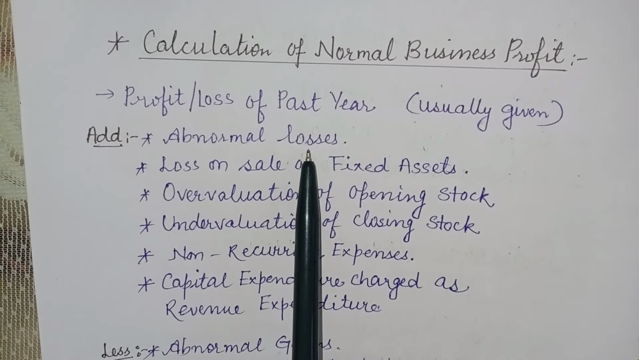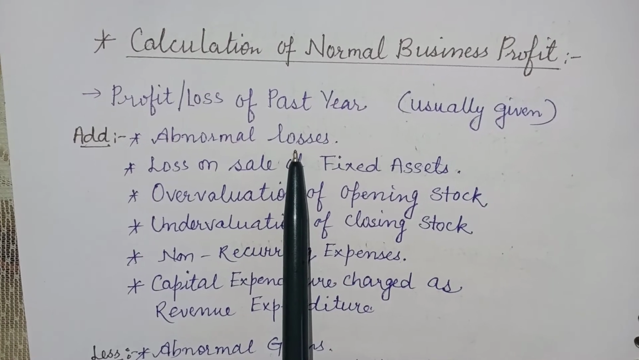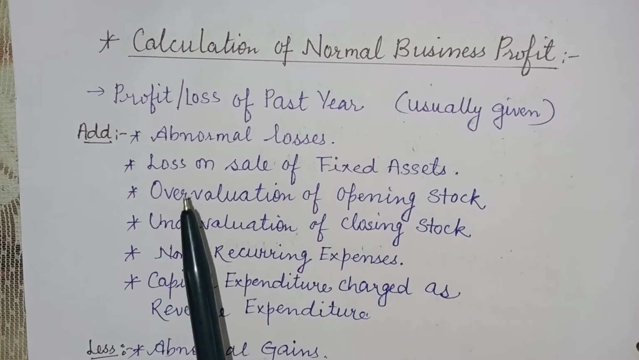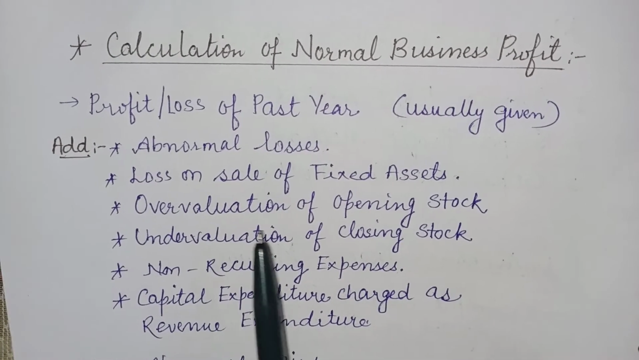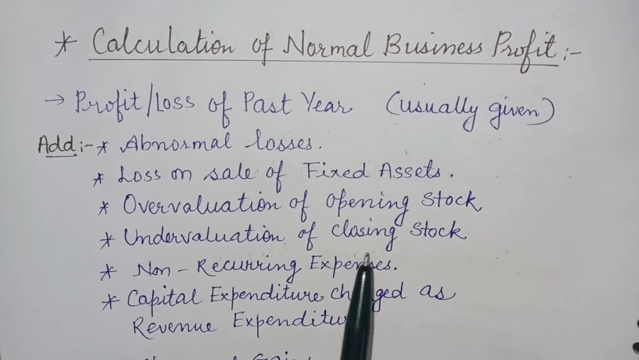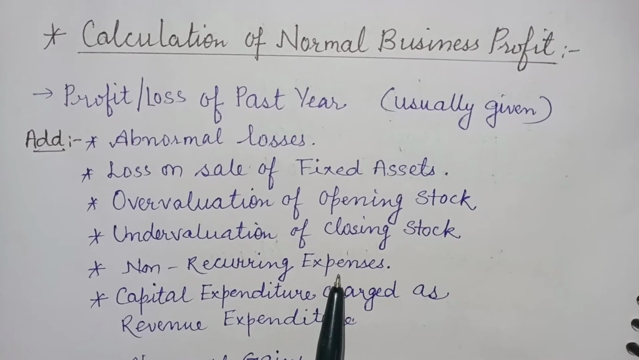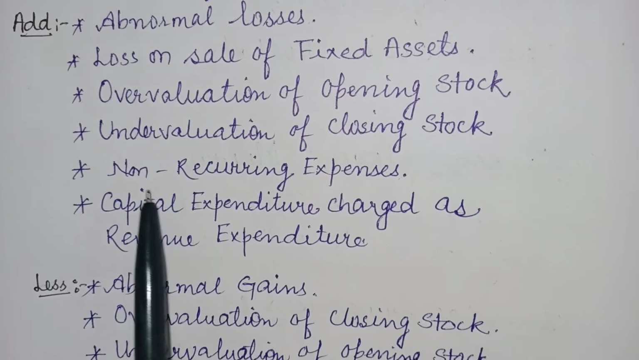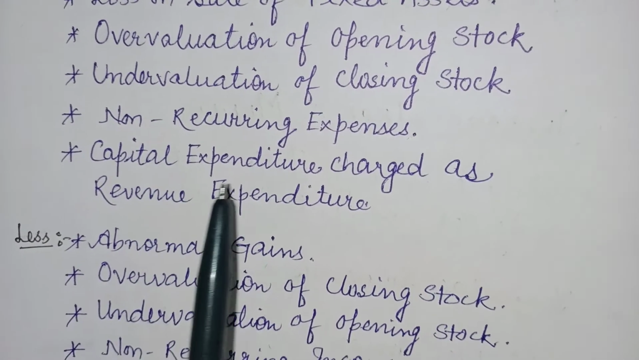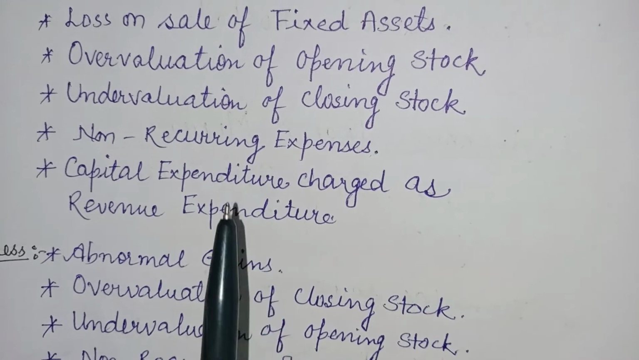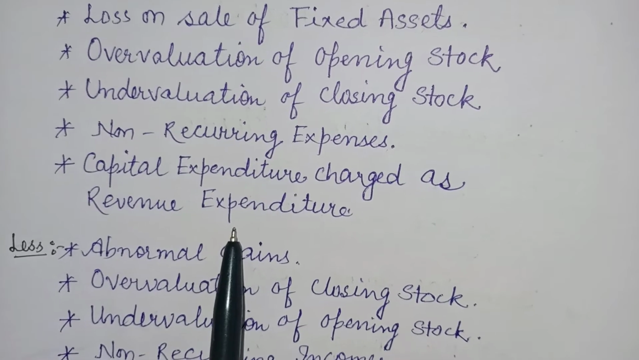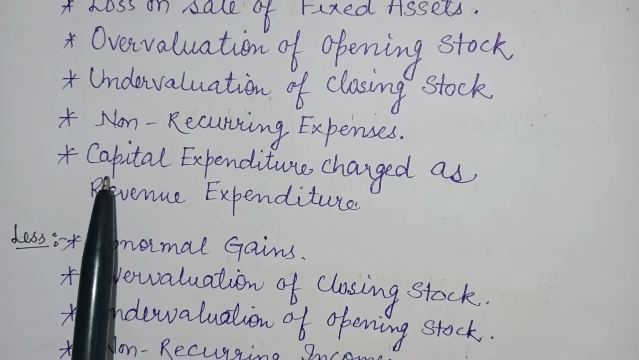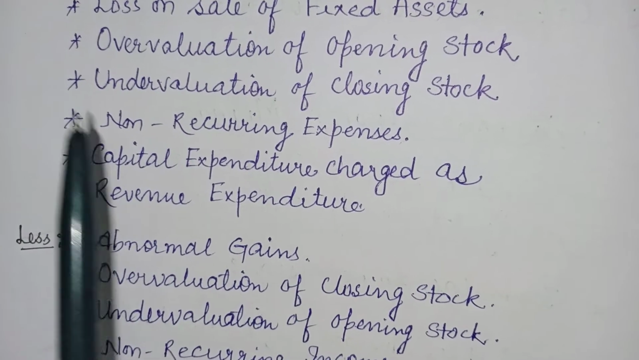Abnormal losses, suppose loss due to the earthquake is there or something like that, which does not take place every year, so that abnormal loss will be added. Loss on sale of fixed assets, overvaluation of opening stock, undervaluation of closing stock, non-recurring expenses, the expenses which are not on a regular basis, such expenses are termed as non-recurring expenses, and the capital expenditure charged as revenue expenditure. So we have had this discussion about capital expenditure and revenue expenditure in our 11th class also. So if any doubt is there, you may ask it. Capital expenditure which has been charged as revenue expenditure, that is to be added.